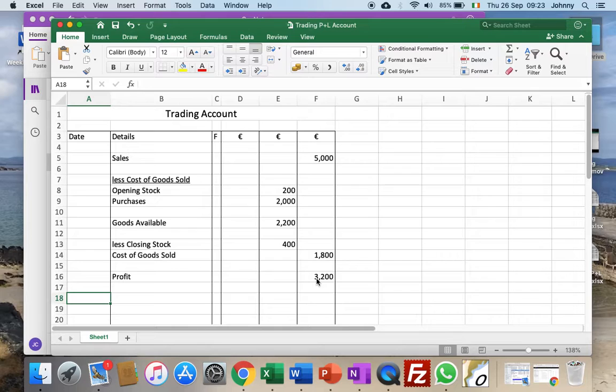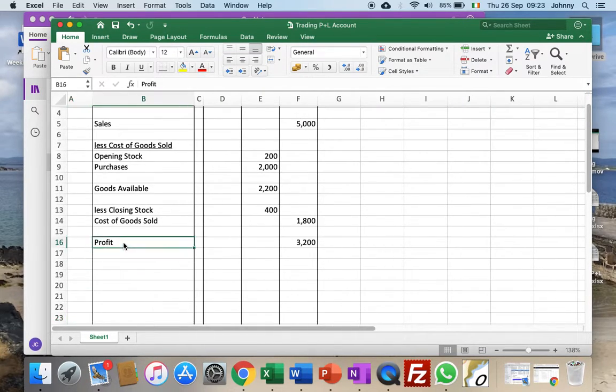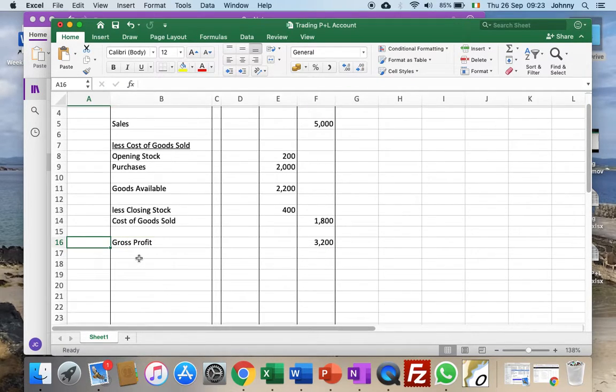The only problem with this is there are lots of other bills that we may have spent money on to try and run our business that aren't included. Things like wages and rent and stuff aren't included. So we have a trading profit, which is the profit buying and selling goods, and then we have an overall profit. So to separate the two of them, we call this first profit here gross profit. So that's the profit before deductions. If you remember when we did pay slips, gross pay is the pay before your deductions are taken away.